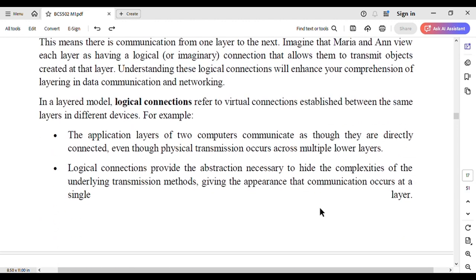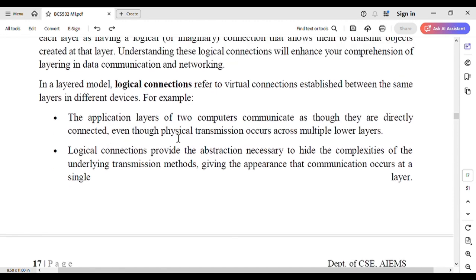In the layered model, a logical connection refers to the virtual connection established between the same layers in different devices. The application layers in two computers communicate as though they are directly connected, even though physical transmission occurs through multiple lower layers. Logical connections provide the abstraction necessary to hide the complexities of the underlying transmission methods, giving the appearance that communication occurs at a single layer.